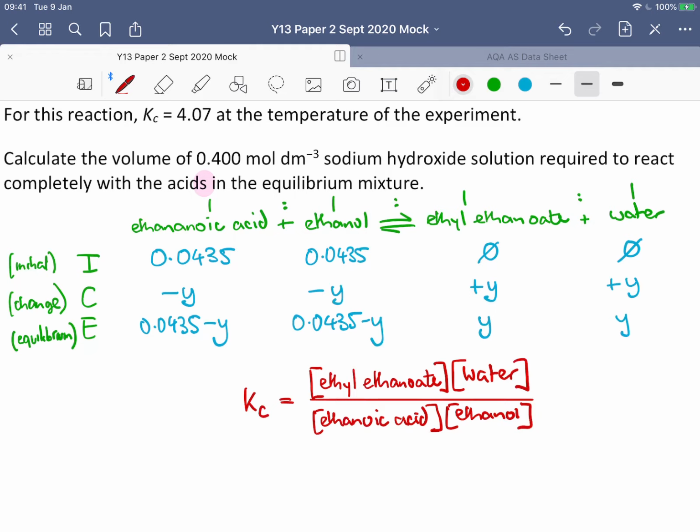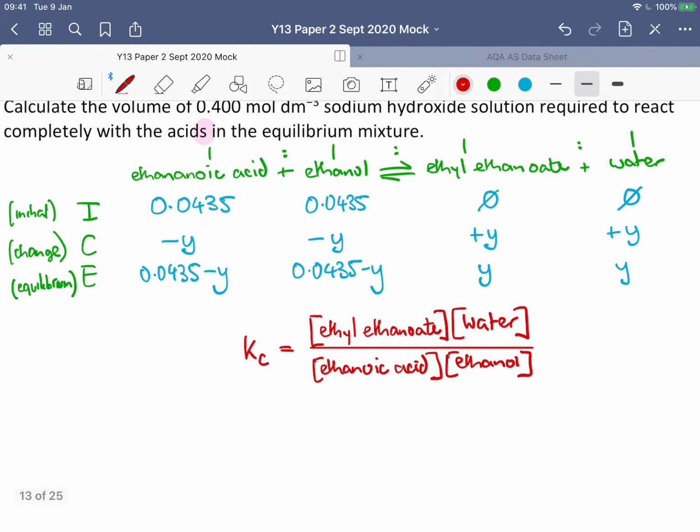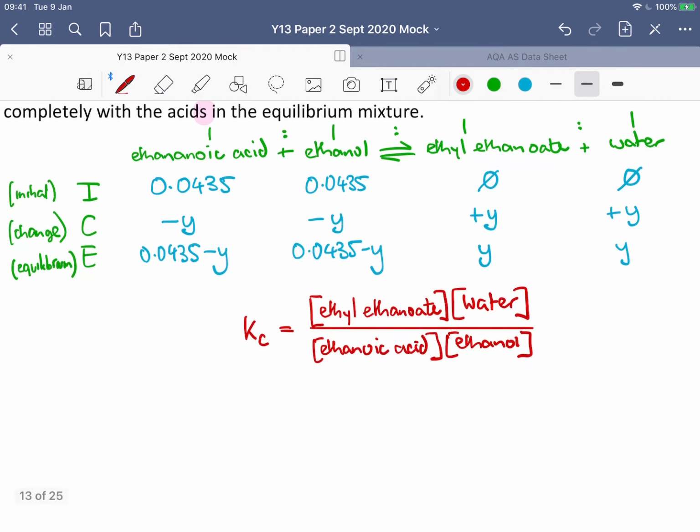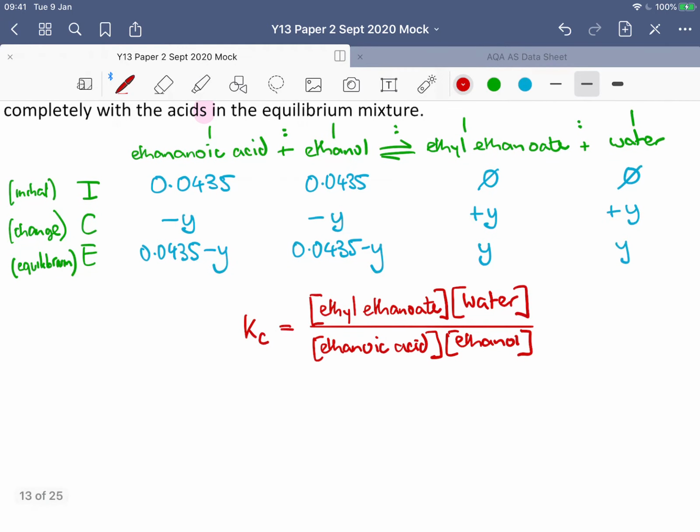And this is also about exam strategy. I've written my ICE table because that's what I'm pretty sure I was going to have to do, because this is an equilibrium question where I'm having to calculate something. I've written my Kc expression, and now because of my ICE table, I have the terms to put into my Kc expression. So I've set myself up to be able to answer this question.